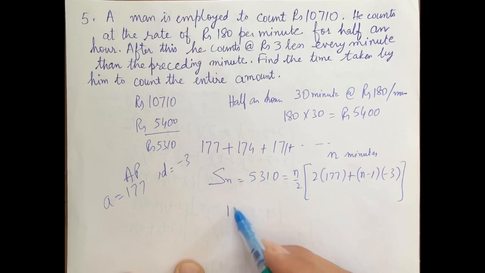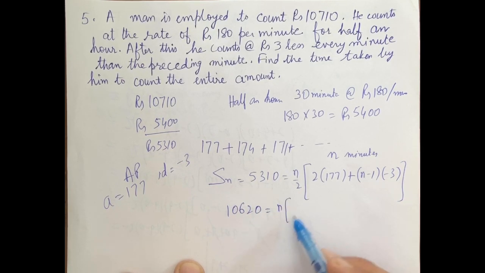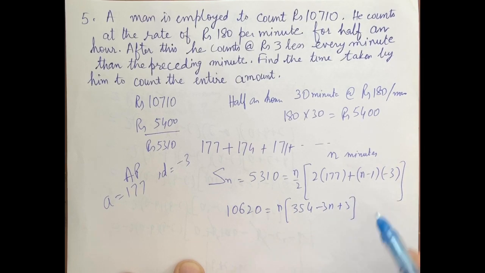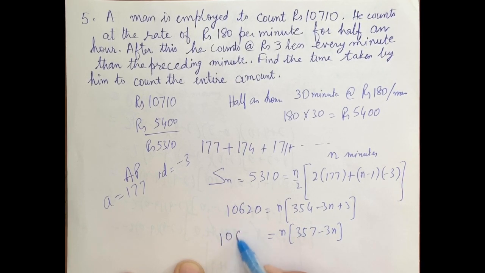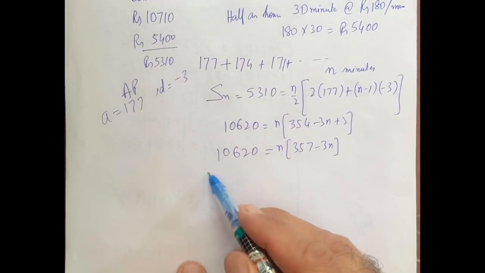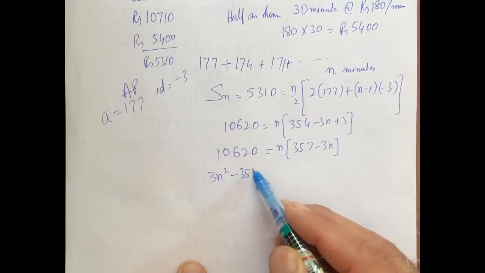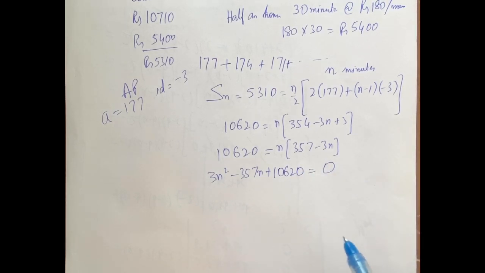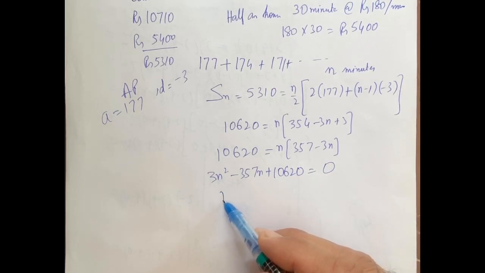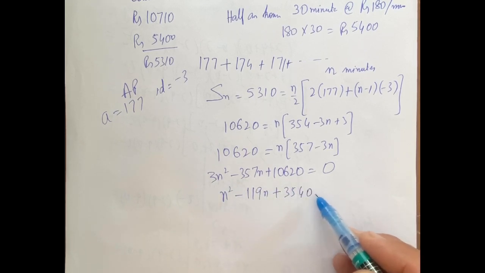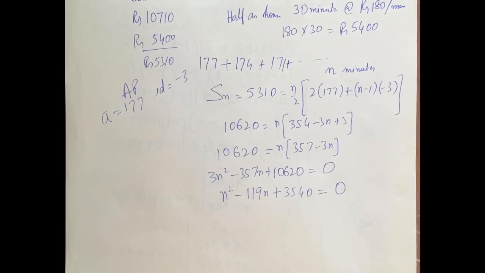Shift 2 to this side. This is n into (354 minus 3n plus 3). This is n into (357 minus 3n). This is 10620. So 3n square minus 357n plus 10620 is equal to 0. Dividing throughout by 3, this is n square minus 119n plus 3540, equal to 0.